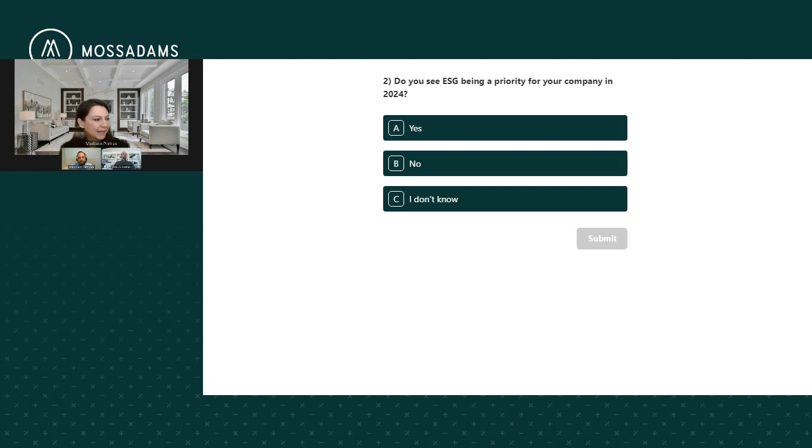I'm curious to see, I feel like this is almost a trick question. ESG means a lot of different things, and I'm sure companies have been doing ESG things for a very, very long time. But I think in terms of new ESG initiatives, we'll see what's a priority for 2024. All right, we'll give everyone just a few more seconds. Let's head to the results.